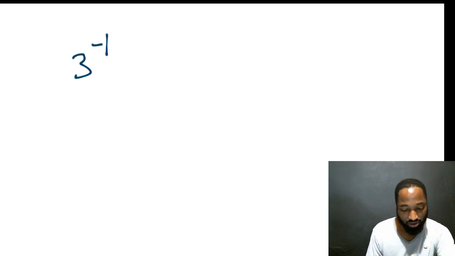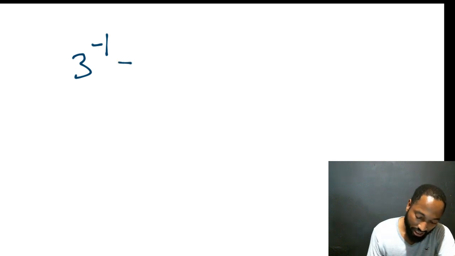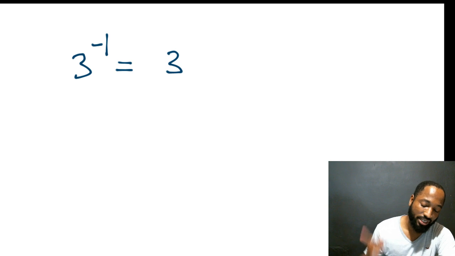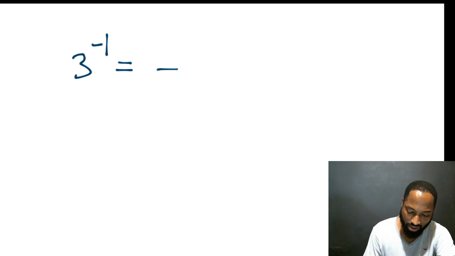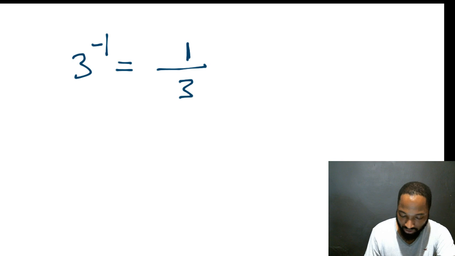Let's examine that a little more, because that's really interesting. This means if we have, like, 3 to the power of negative 1. Any number to the power of 1 is itself. So this is really 3. No, it's not 3 because it has the negative. So it needs to be under the 1, and you just put the 3 like that. So 3 to the power of negative 1 is actually a third.